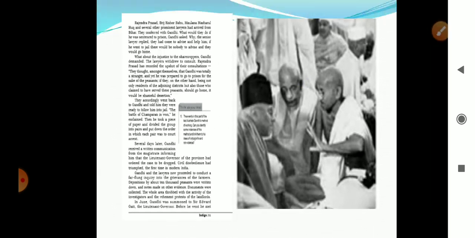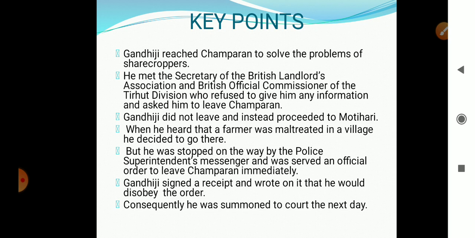So let's quickly see the key points of the portion that we discussed today. See, Gandhiji reached Champaran to solve the problems of sharecroppers. He met the secretary of the British Landlords Association and the British official commissioner of the Tirhut division, who refused to give him any information and asked him to leave Champaran. Gandhiji did not leave, and instead he proceeded ahead to Motihari. When he heard that a farmer was maltreated in a village, he decided to go there. But he was stopped on the way by the police superintendent's messenger, and he was served an official order to leave Champaran immediately. Gandhiji signed the receipt and he wrote on it that he would disobey the order.